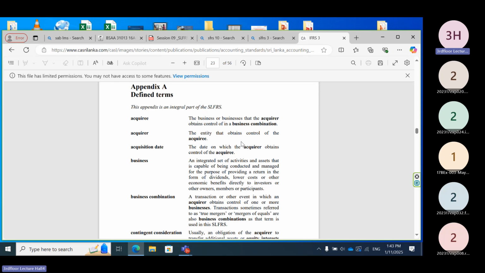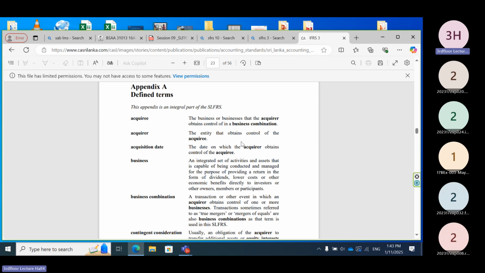So here we are going to do the consolidation, right? Consolidation will be done once you are doing an acquisition of a subsidiary. Once you are doing this acquisition of a subsidiary, the acquirer is the parent entity and the acquiree is the subsidiary. SLFRS 3 clearly says who is the acquirer and the acquiree.